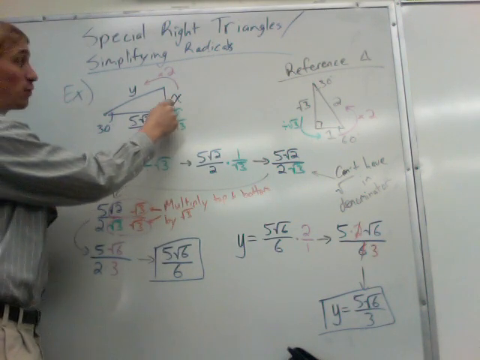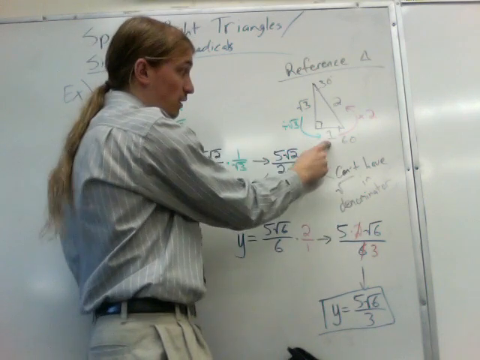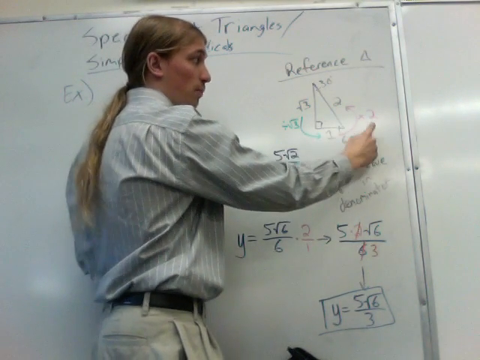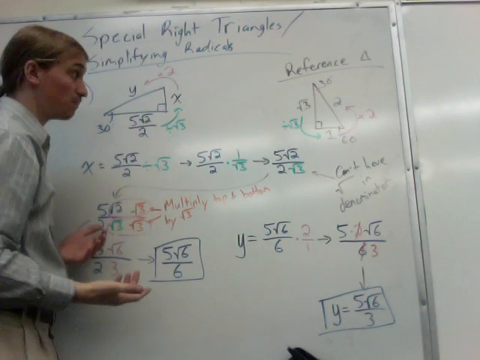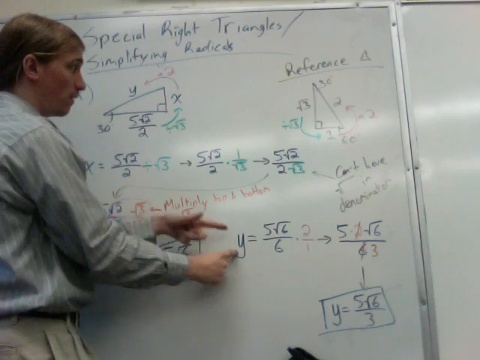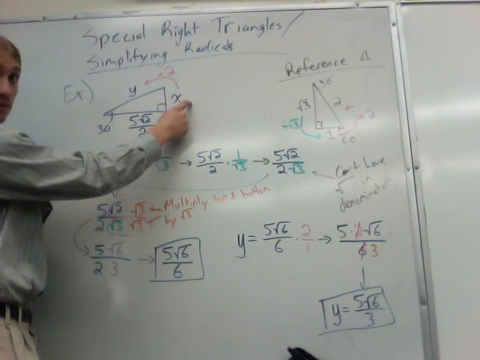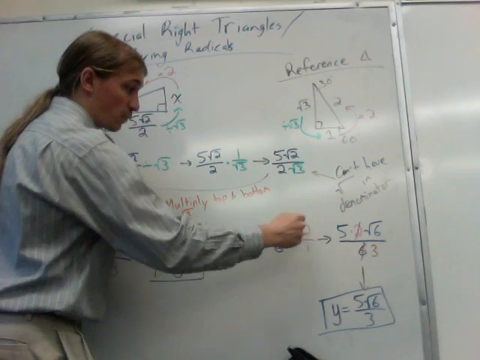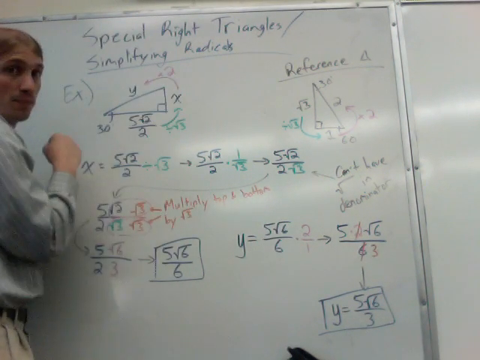this is the small side. So to get to the large side, if we look at our reference triangle, to get from my small side to my large side, I multiply by 2. So my work for y should equal 5 square root 6 over 6, which was x. So 5 square root 6 over 6, what do I have to do to this? I have to multiply it by 2. Just like I said up here, I'm going to multiply it by 2.